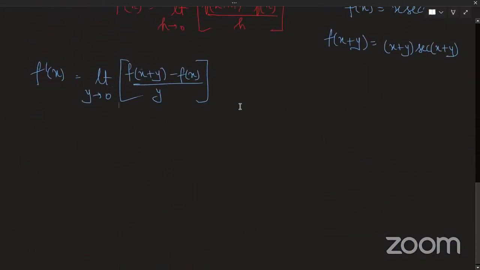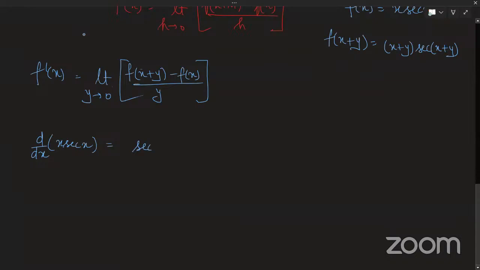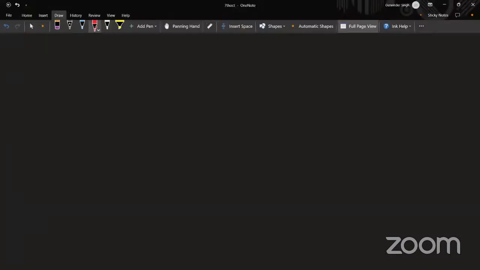I just needed to find the derivative. All I needed to find was the differentiation of x into secant x. This is what it was asking me. So I could have done that easily. So I could have got the direct answer, secant x plus x secant x into tan x, using the first principle of derivative. Got it, everyone? Okay, great. So this one was just an easy one in order to initiate, like just a basic insight of first principle.